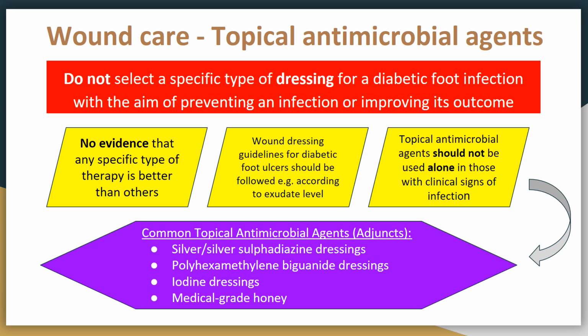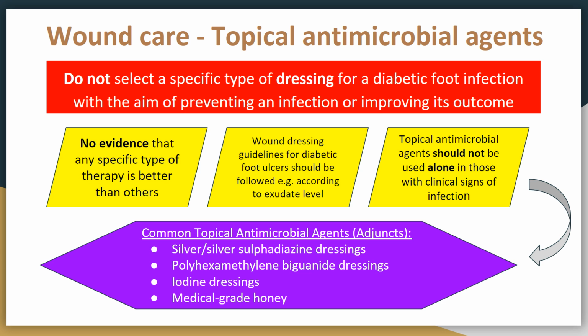Systematic reviews of various wound dressings and topical antimicrobials have found no evidence that any specific type of therapy is better than others. In general, wound dressing guidelines for diabetic foot ulcers should be followed, for example, according to exudate level. Diabetic foot ulcers with a heavy exudate need dressings that absorb moisture, while dry wounds need topical treatments that add moisture. Dressings should also optimally be changed at least daily, both to apply a clean wound covering and to allow careful examination of the infection's progression.